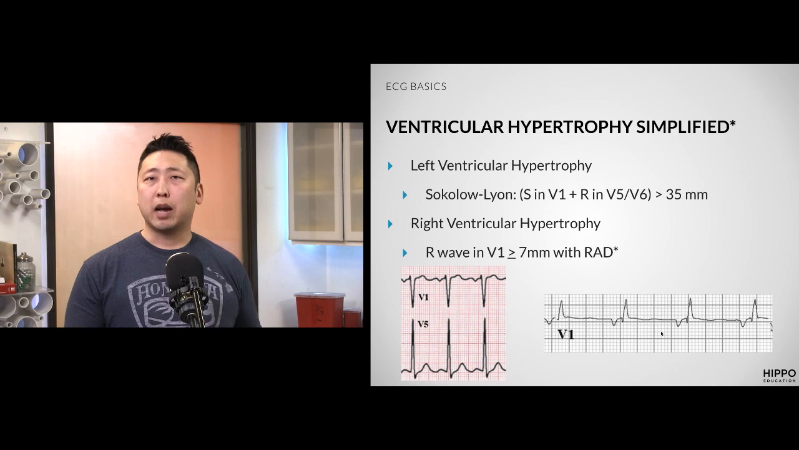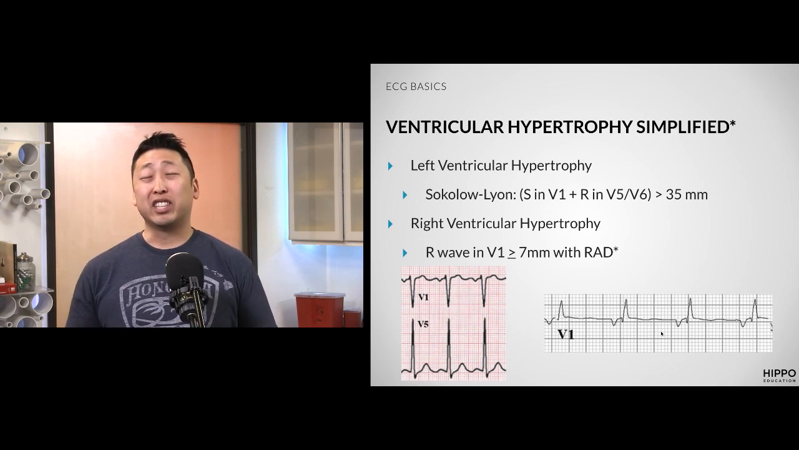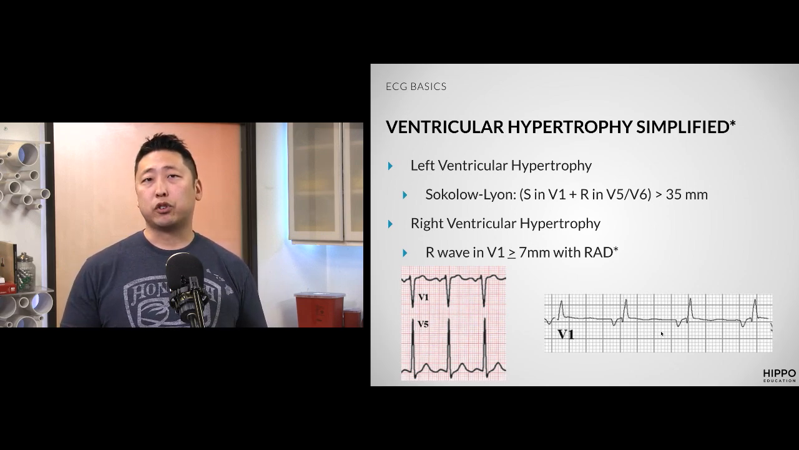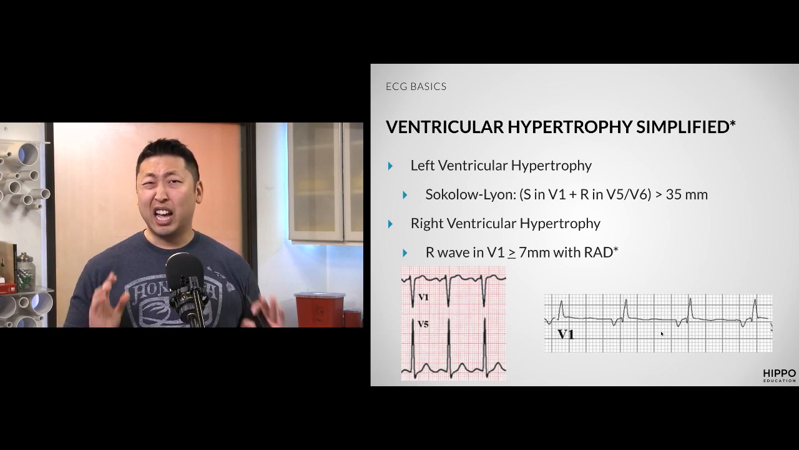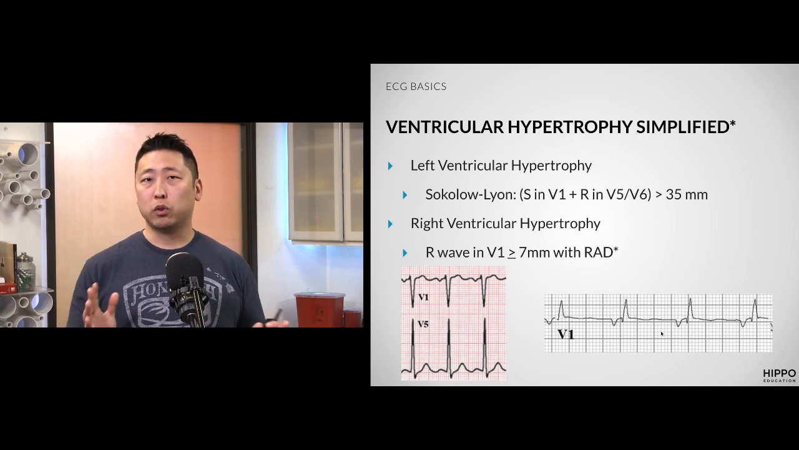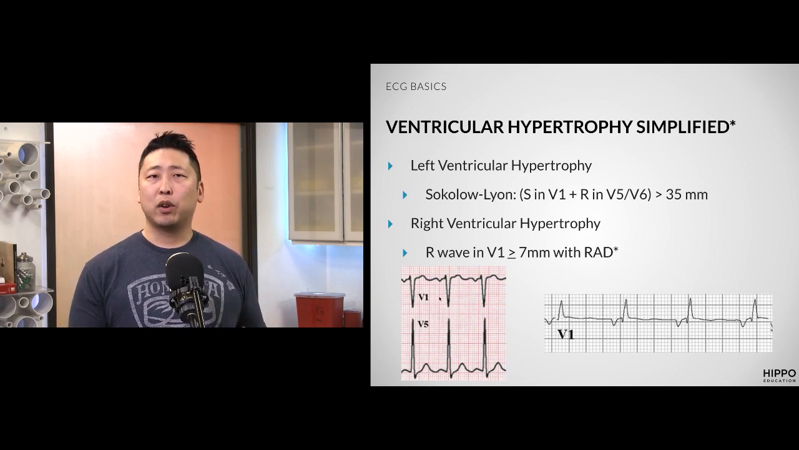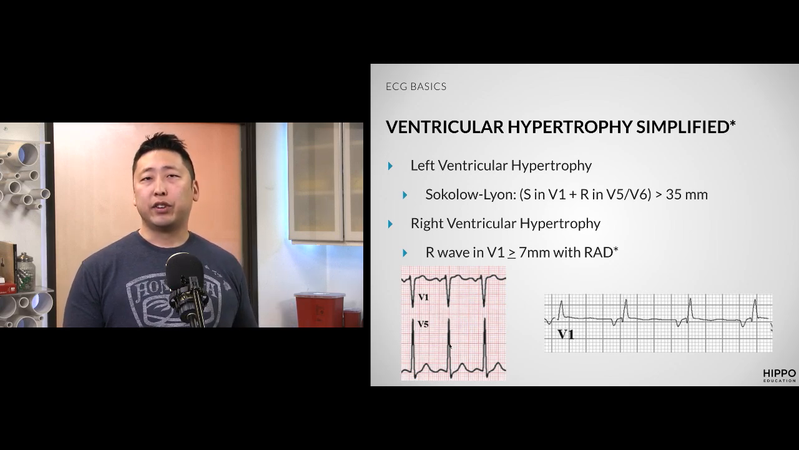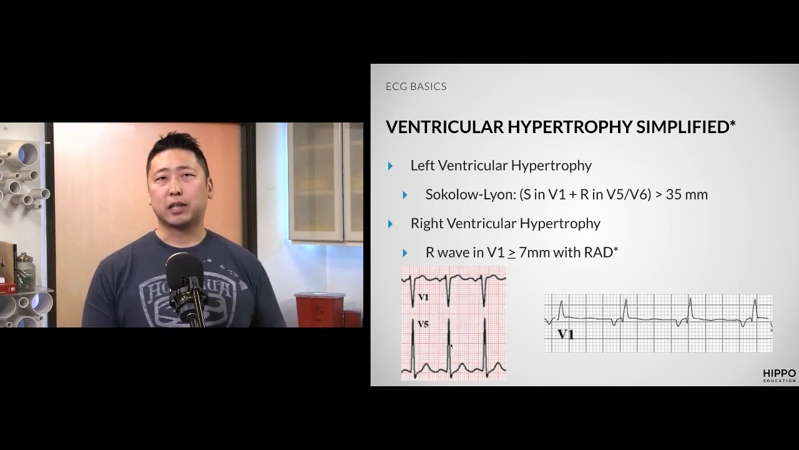When you talk about ventricular hypertrophy, it's easier to identify left ventricular hypertrophy. But there are a lot of different criteria you have to fulfill in order to say that this is LVH or RVH. This is super simplified general rules of thumb. Sokolow-Lyon criteria is the most commonly used one, and that is where you take the amplitude of the S wave in V1 and you add it to the amplitude of the R wave in V5 or V6. If that's greater than 35 millimeters with left axis deviation, you probably have left ventricular hypertrophy. A wide QRS has to be there too.